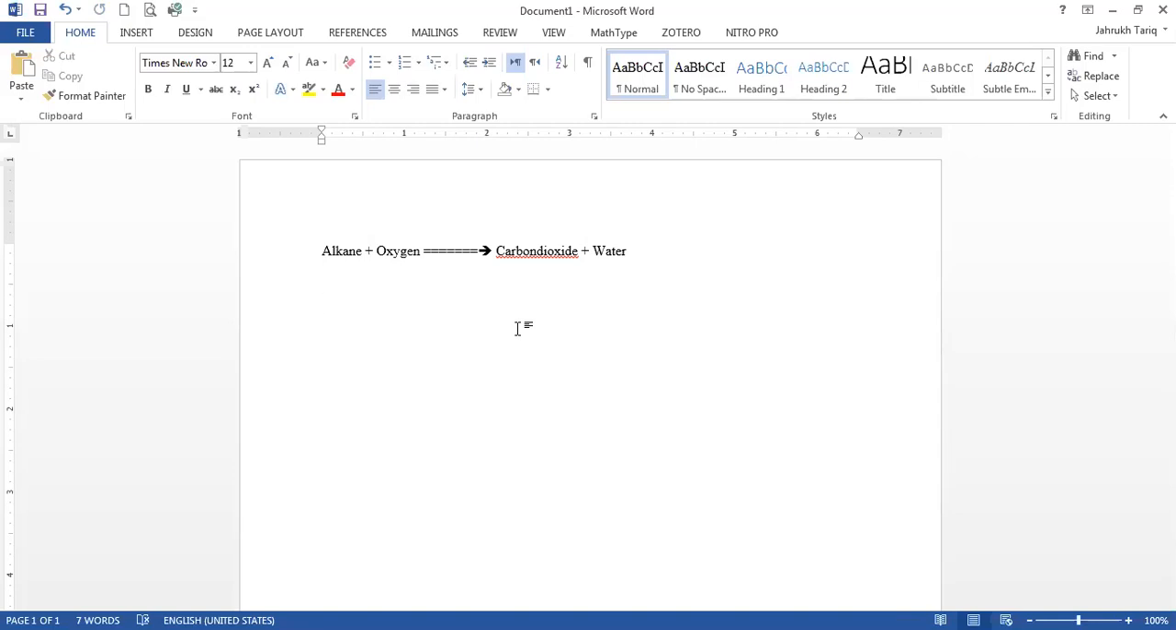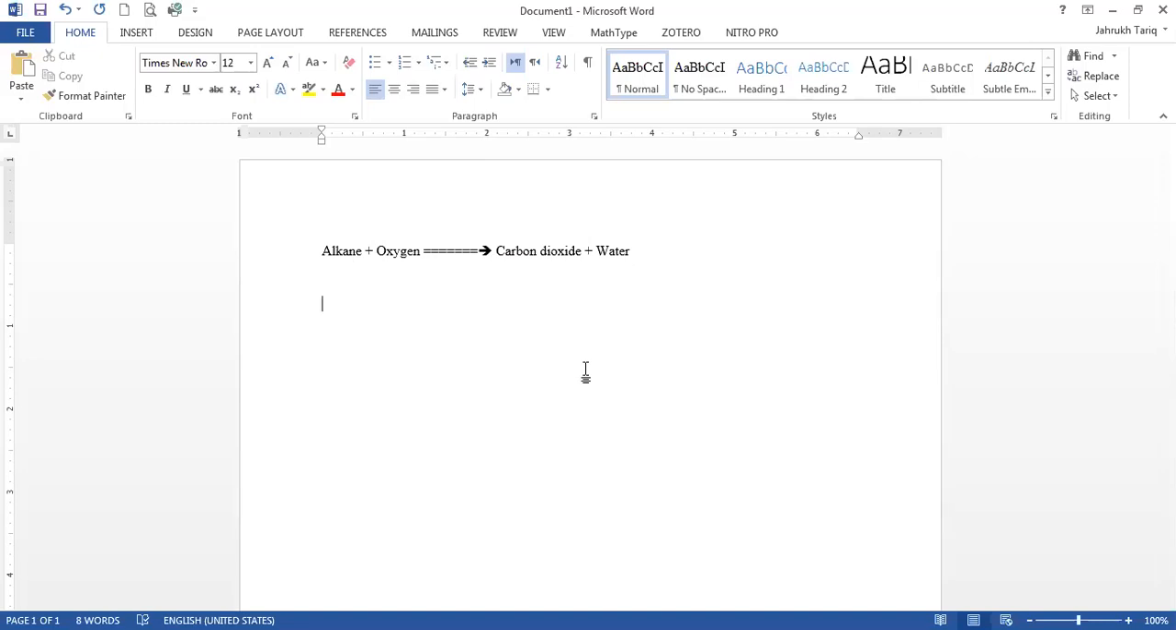When carbon reacts with oxygen, it produces carbon dioxide, and hydrogen present in the alkane, when reacted with oxygen, produces water. Hence the two products of this reaction are carbon dioxide and water. Okay? So what we are going to do over here is that I'm going to tell you a trick that we usually tell our students in A levels, but this is also going to work in O levels. That is how to balance this equation.